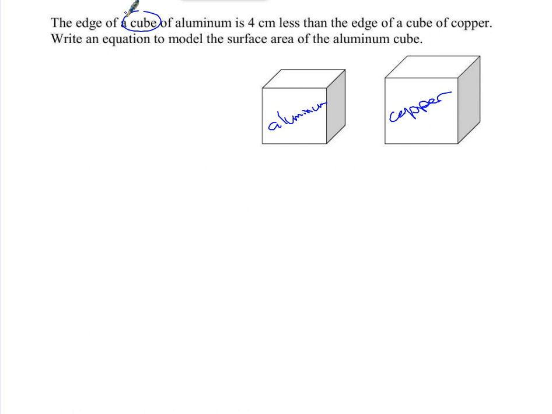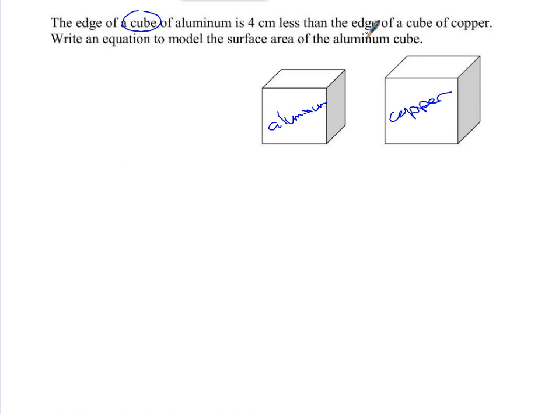That's right. So, how long is the side of a edge of aluminum? 4 centimeters less than the edge of the copper. So how long is the copper? Well, no, not yet. We want to write out our dimensions here. You're getting a little bit ahead. You want to know what you have. It says aluminum is 4 centimeters less than the edge of a cube of copper. Well, we need to know what the edge of the cube of copper is. What is it?